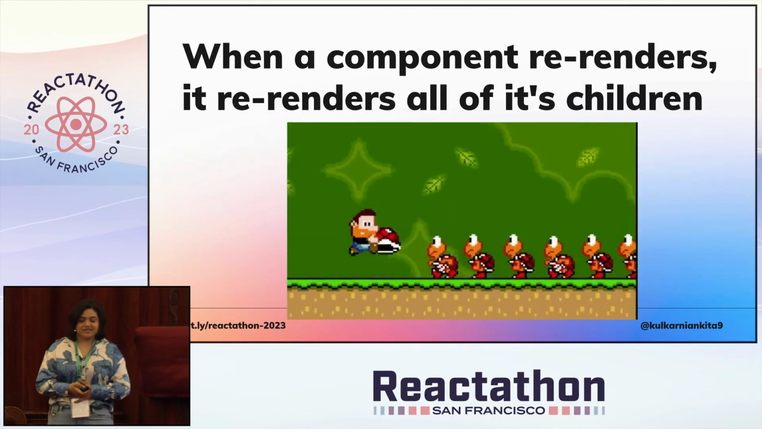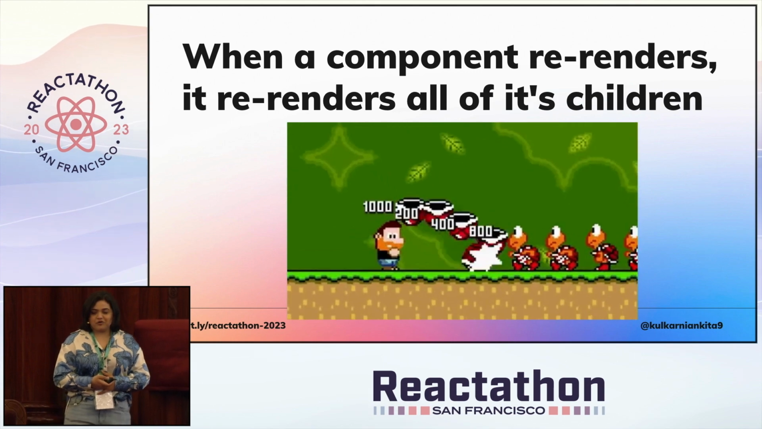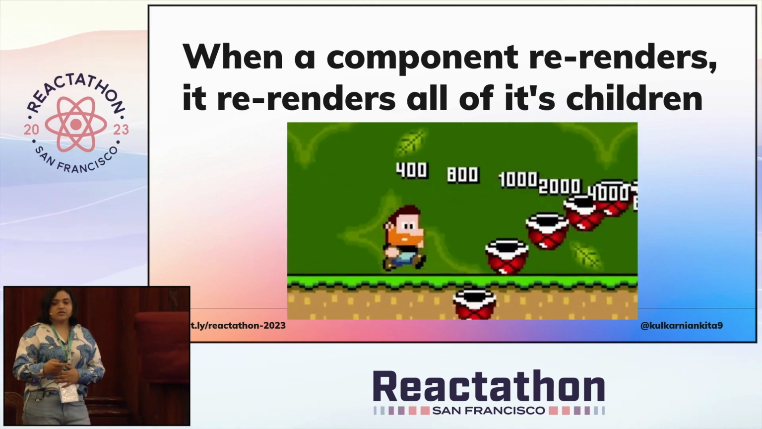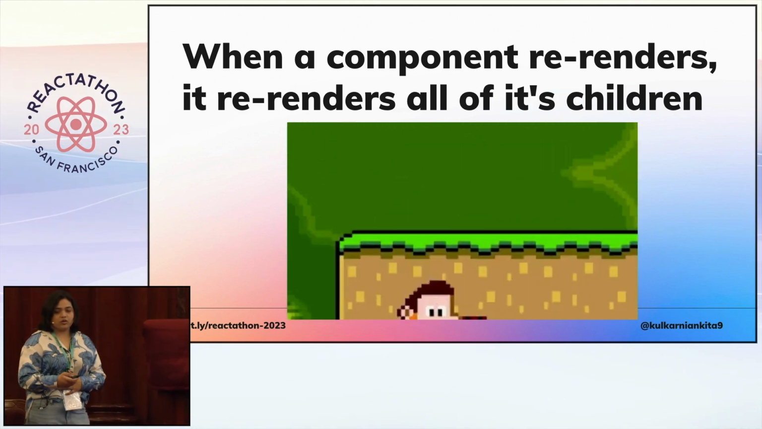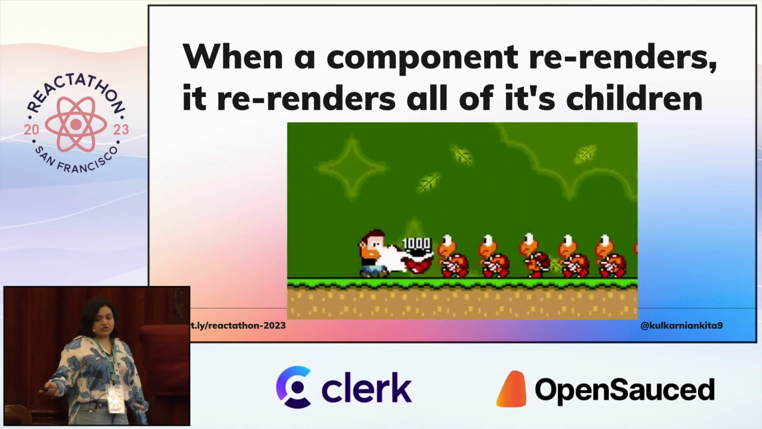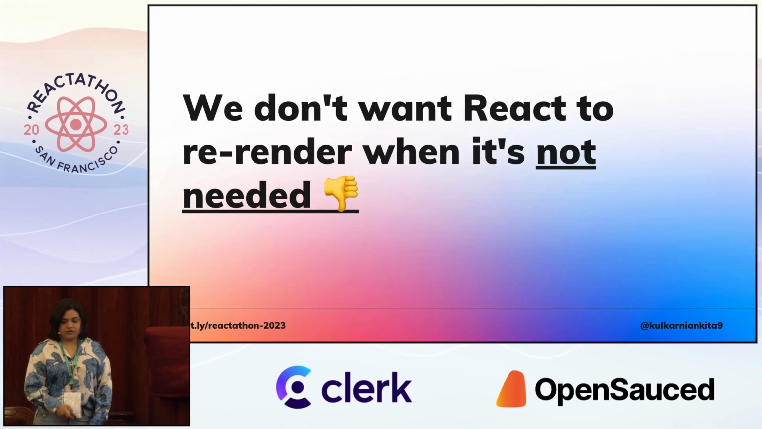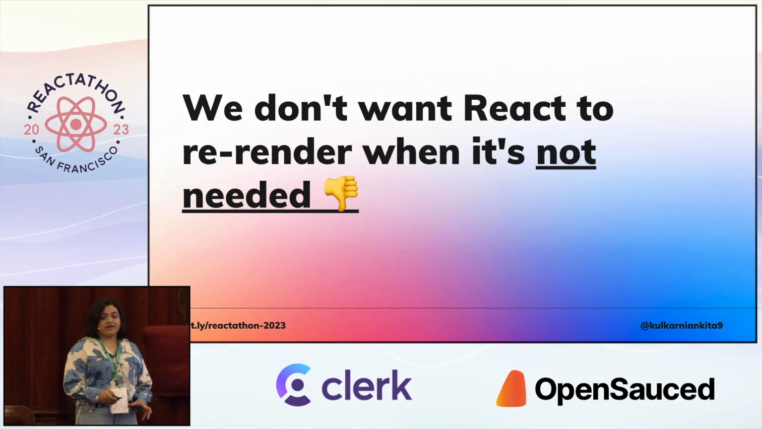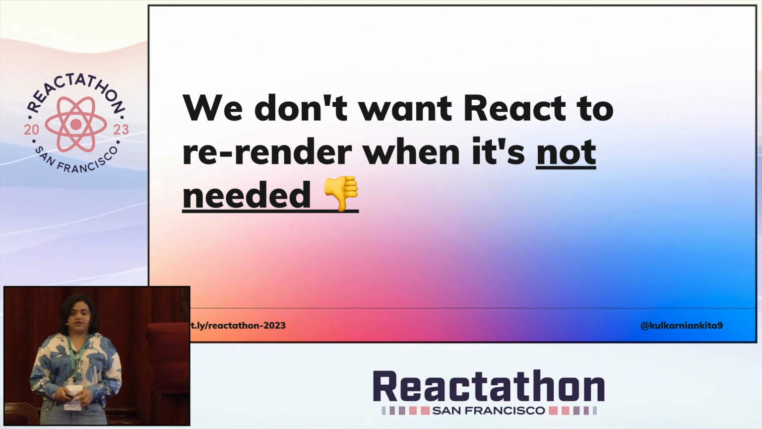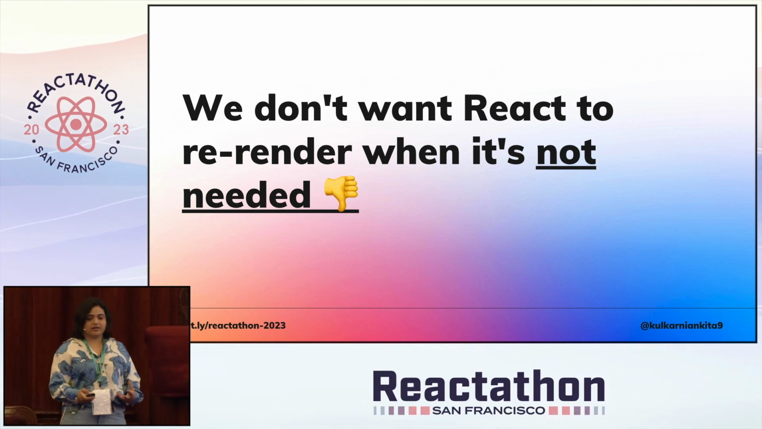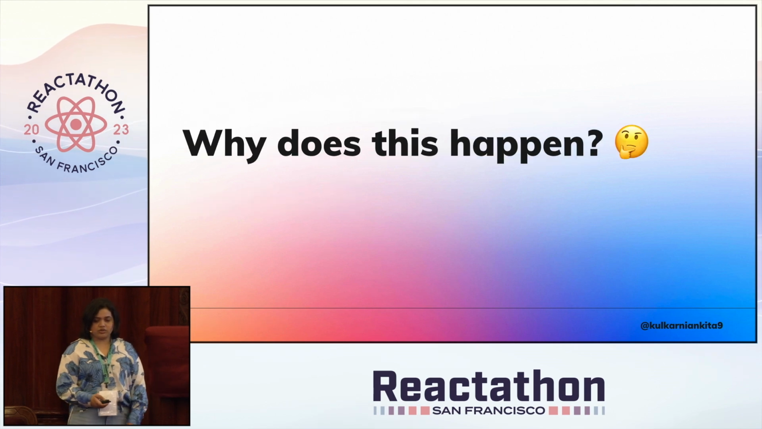And I think this in itself is a huge thing when you think about performance. So yeah, this is a really good GIF for that. Re-renders only affect the component that owns the state, and all its children if it has any. So when a component re-renders, it re-renders all its children. And we don't want React to re-render when it's not needed. That's something that we don't want, as we discussed in our goals as well.